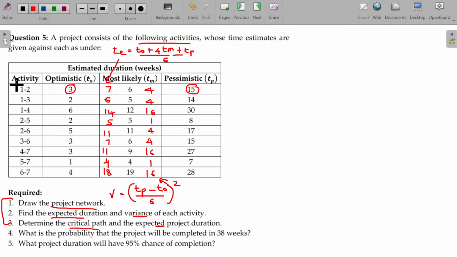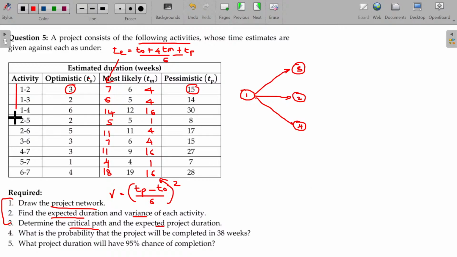Now I'm going to draw the network diagram. Activity 1, 2, 1, 3, 1, 4. So we have the node starts with 1. From there you have to draw an arrow for 2, an arrow for 3, an arrow for 4. Okay, we can draw the diagram here. 1 to 2, 1 to 3, 1 to 4.